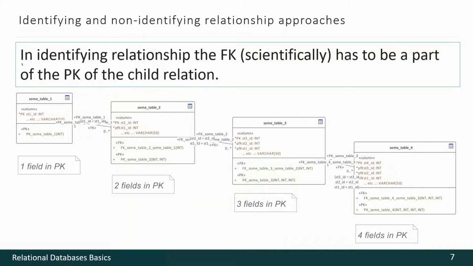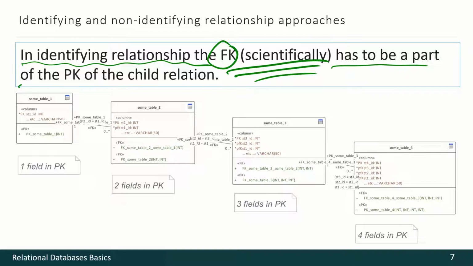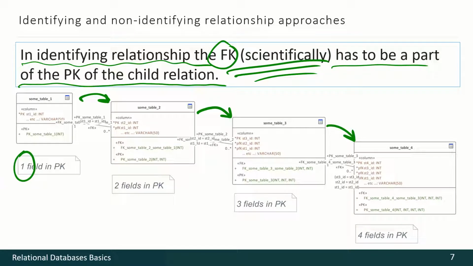As long as in identifying relationship the foreign key, let's emphasize it scientifically, has to be a part of the primary key of the child relation, we have some problem. Imagine we have several relationships, such a cascade of several relationships. Here we have a primary key with one field. Here, as long as the foreign key becomes a part of the primary key, we have two fields in the primary key. Here we have three fields, four fields, and so on and so forth up to infinity.